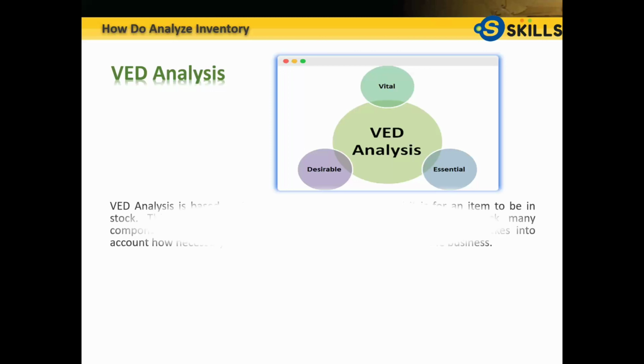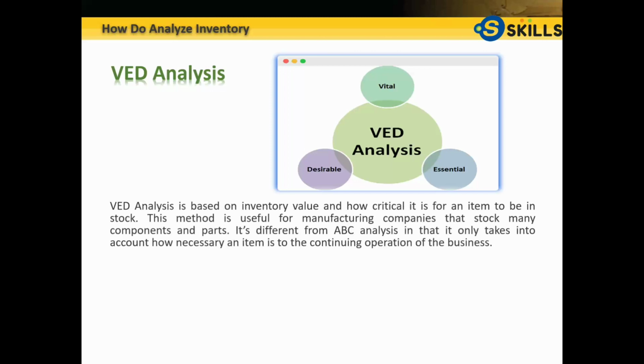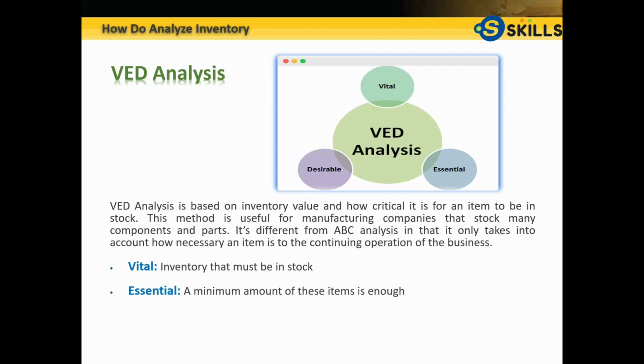VED analysis. VED analysis is based on inventory value and how critical it is for an item to be in stock. This method is useful for manufacturing companies that stock many components and parts. It's different from ABC analysis in that it only takes into account how necessary an item is to the continuing operation of the business. V for vital, inventory that must be in stock. E for essential, a minimum amount of these items is enough. And D for desirable, these are optional items.